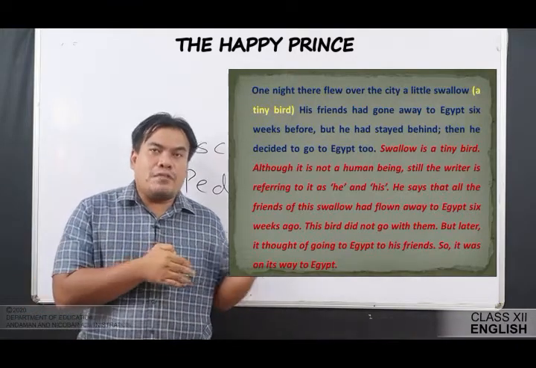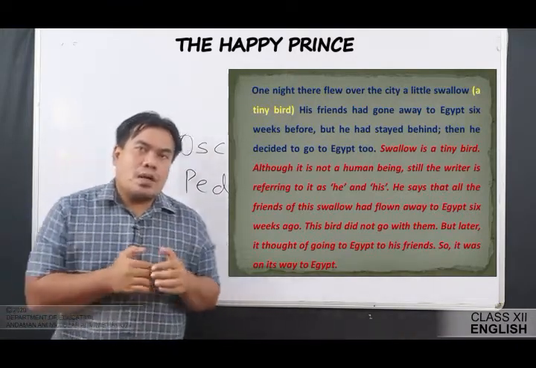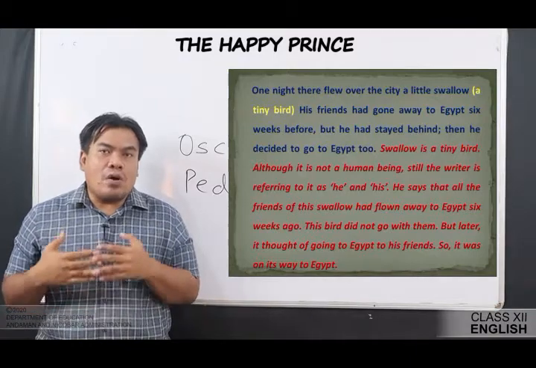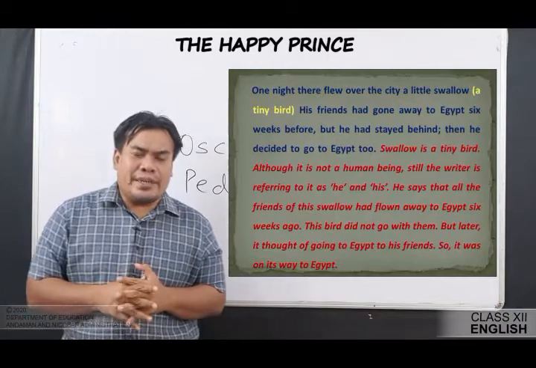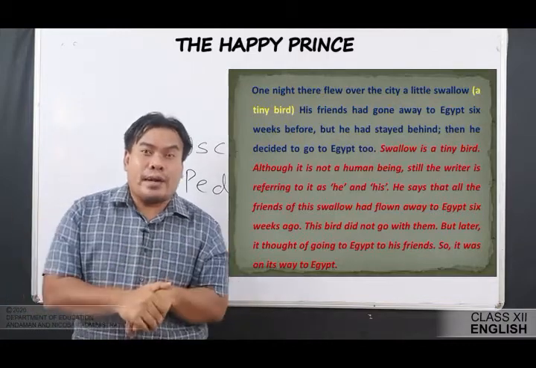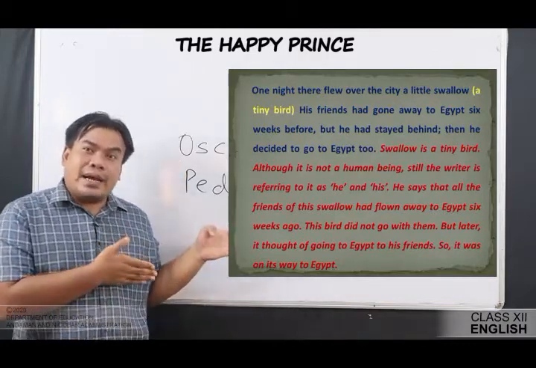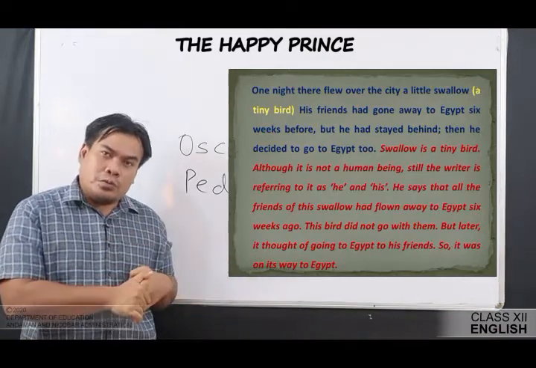So this was the problem with the swallow. All of his friends had already flown for Egypt. That was 6 weeks before. And he stayed behind. Then he decided to go to Egypt also.